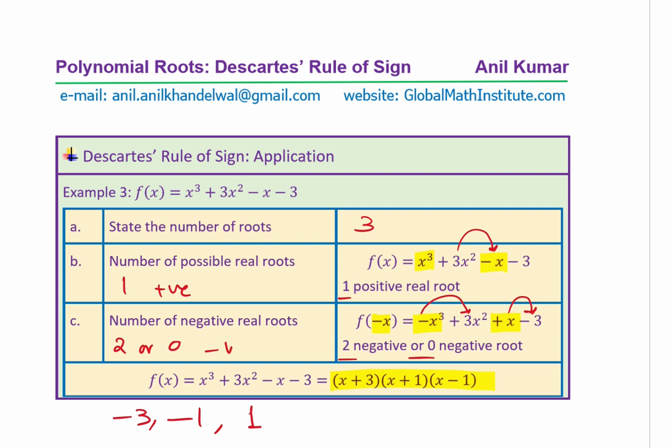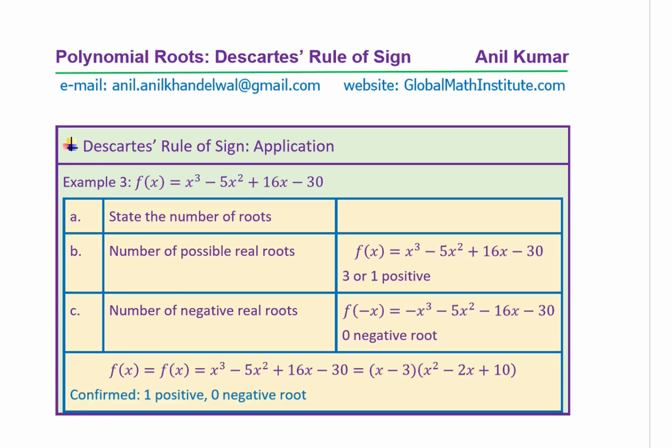We confirmed that we have 2 after factoring only. You get the idea. So we get this as a possible solution, right? This is possible. Either 2 or 0. So once you factor, you really get your answer. 2 negative roots and 1 positive. Clear? Now let's move on and see how we do the next question.